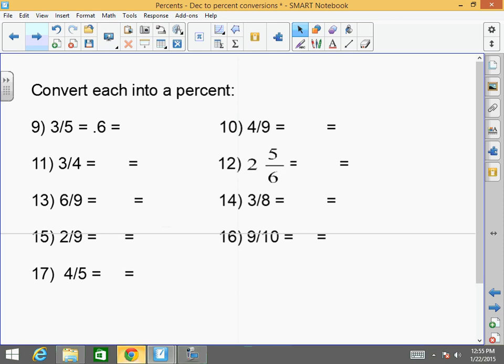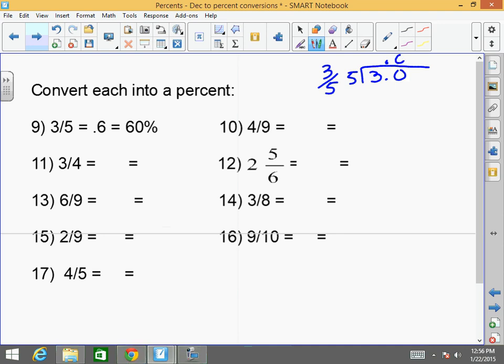Don't be afraid, guys. Do it. Two places to the right, 60%. Now, for those of you that did not memorize 3/5, you're going to have to do it on your paper, guys. 5 goes on the outside, 3.0 goes on the inside. Bring up the decimal. 5 goes into 36 times. And that's how I got 0.6.